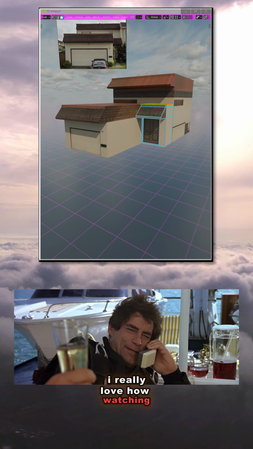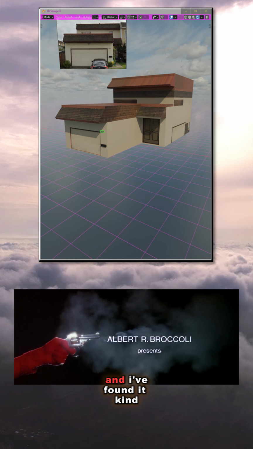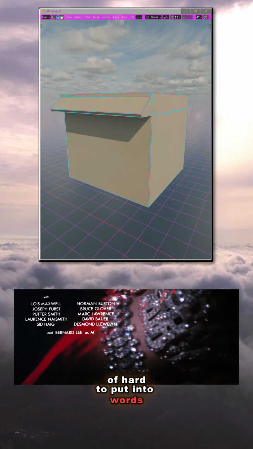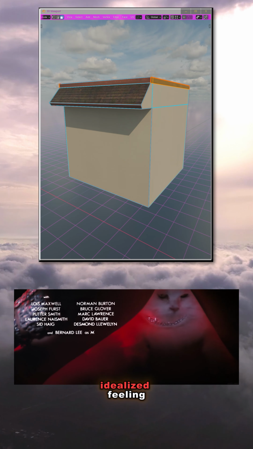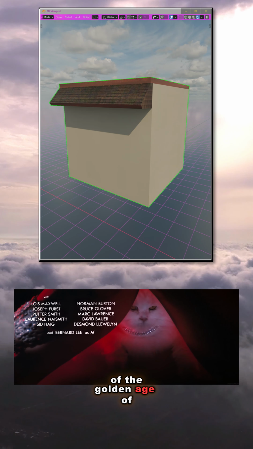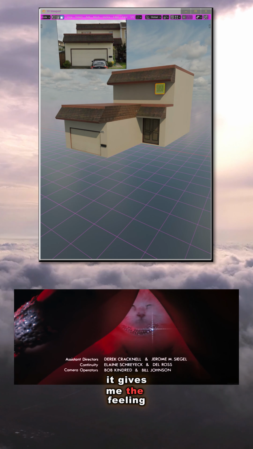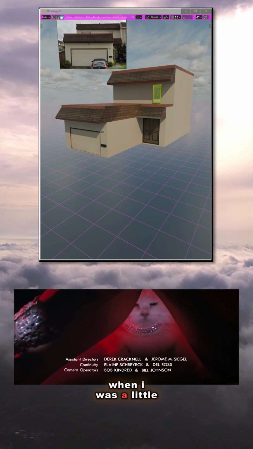I really love how watching his intros makes me feel. And I've found it kind of hard to put into words, but I'm going to try. So when I watch his stuff, it gives me that kind of idealized feeling of the golden age of Western culture. Like, it gives me the feeling of how I thought the world was when I was a little kid.